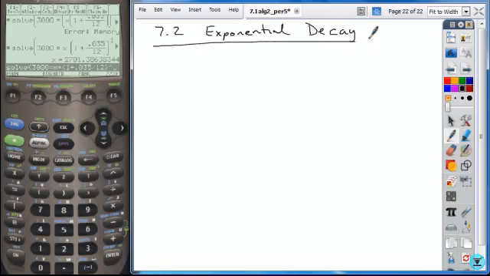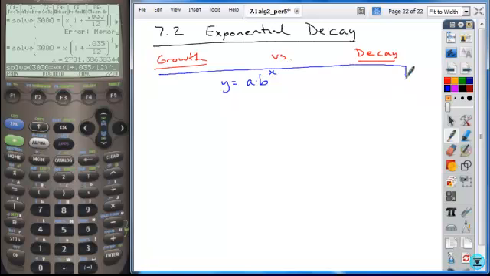But the equations that you use for both of these are exactly the same. Okay, so let's look at growth versus decay. In both cases, we use the exact same equation. So if we look at the equation, y is equal to a b to the power of x. Okay, this is true for both growth and decay. And that's the equation that you're using.